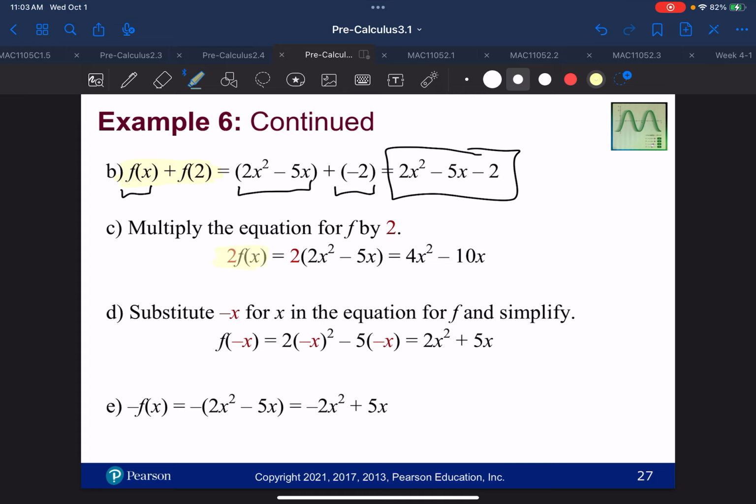C was 2 times f of x, so now we're just going to multiply the original f of x by 2 and get 4x squared minus 10x. D is f of negative x, so now everywhere we see an x in f of x, we're going to put negative x. So that becomes 2 times negative x squared minus 5 times negative x. Negative x squared is positive x squared, so that becomes 2x squared, and then plus 5x because we got two negatives there. Next one, negative f of x just tells us to multiply f of x by negative 1, which will change the signs of both terms.